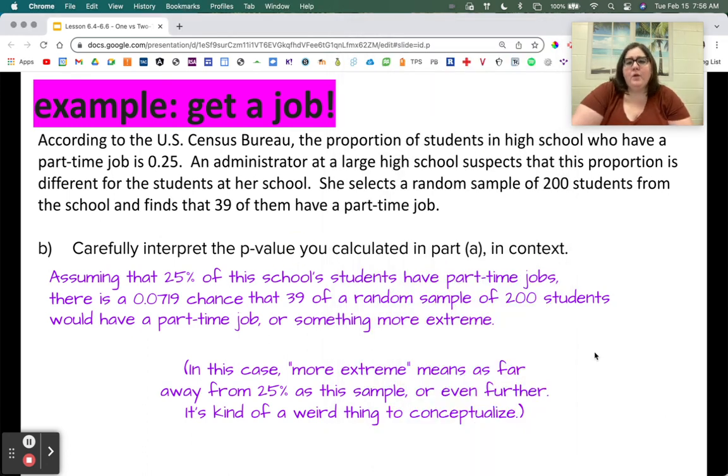So that is just a real quick example of what a two-tailed test is versus a one-tailed test. And next video we'll be talking about what happens if our hypothesis test is wrong. So look forward to that.